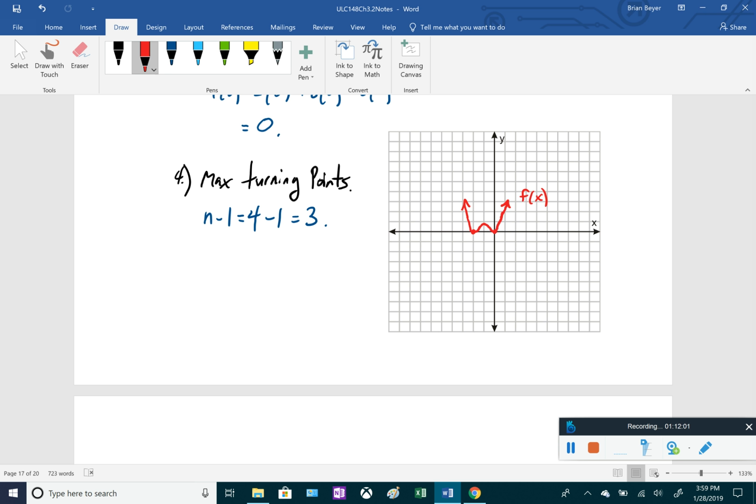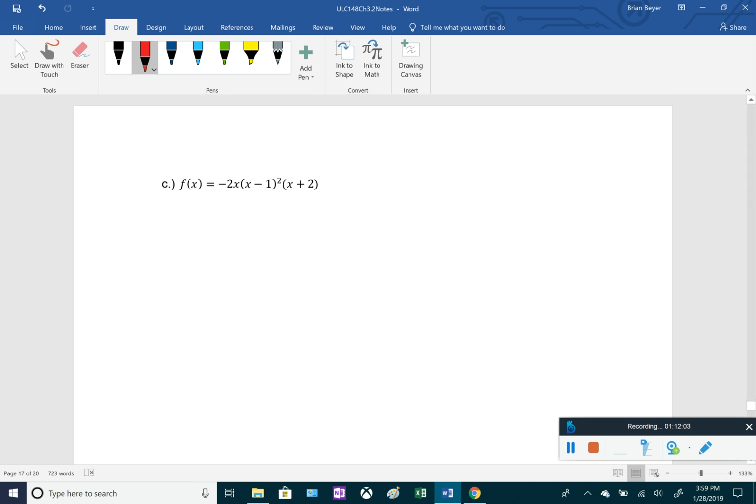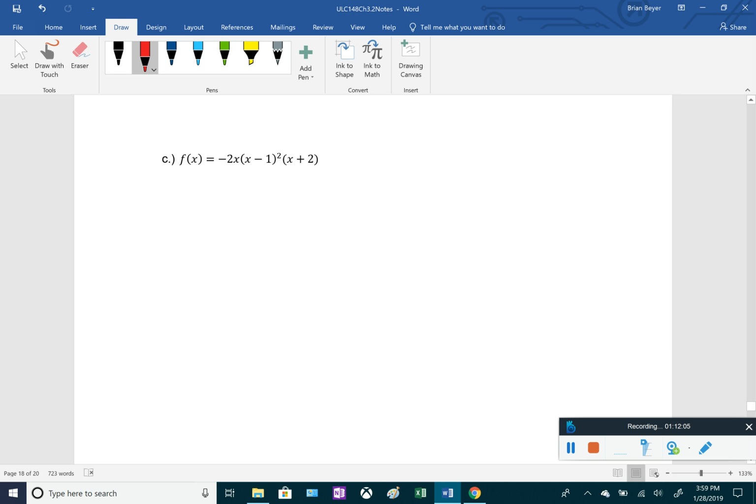Okay, let's do a couple more to make sure we're good. So for this one, we have f of x equals -2x times x minus 1 squared times x plus 2. So let's determine the end behavior. So the leading, so it gets a little harder for these ones. The leading term, I'll write this one down.